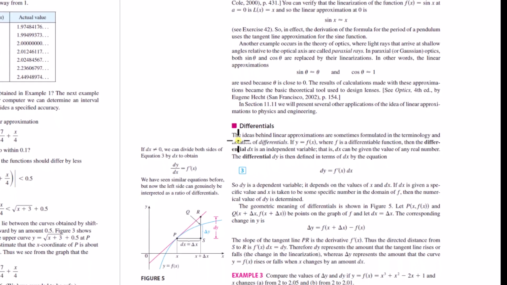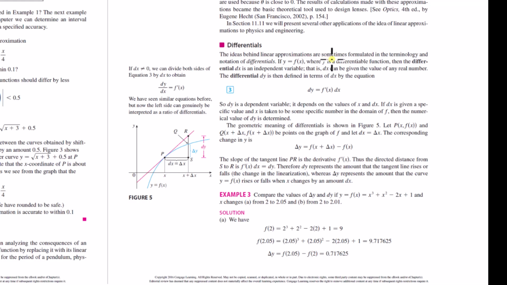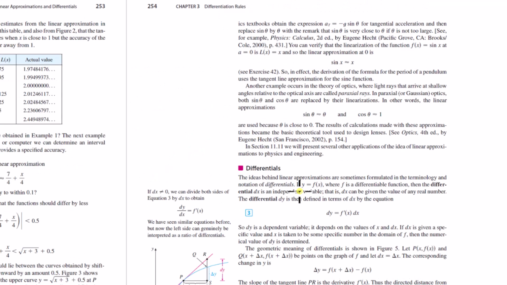Okay, differentials. The ideas behind linear approximations are sometimes formulated in the terminology and notation of differentials. If y is equal to f of x, where f is a differentiable function, then the differential dx is an independent variable. That is, dx can be given the value of any real number, right? It's the independent variable. The differential dy is then defined in terms of dx by the equation dy is equal to f prime dx. Where does that come from? dy divided by dx, dy over dx is equal to f prime x. So you're multiplying both sides by dx.